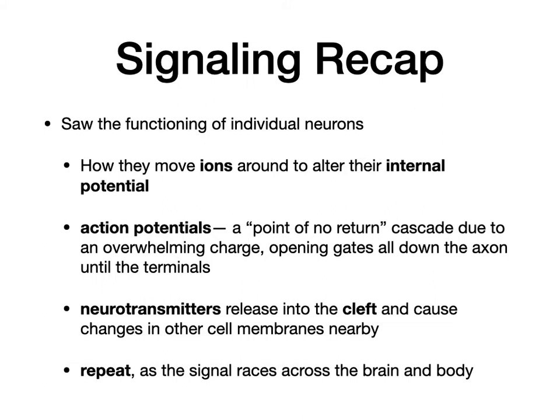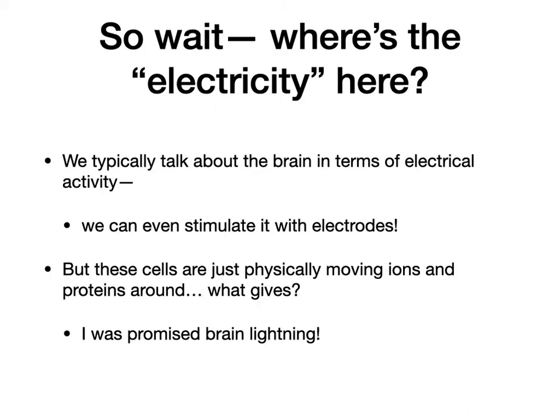Cool. So there's an interesting question that I like to throw out here, a reaction I have had in the past. Where's the electricity? When we talk about the brain, we talk about electrical activity, right? We can even stimulate the brain neurons directly with probes with electrical charges in them. What gives? These cells are just moving ions and proteins around. I was promised brain lightning. Where is it? And the key thing is to bring us back to the start of this. Remember what communication is about.